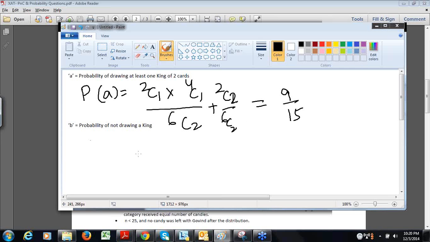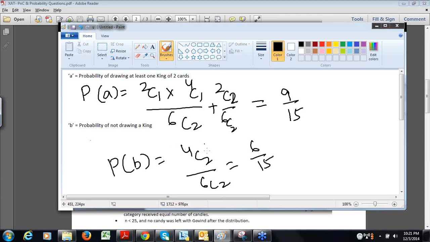Okay. Now B is probability of not drawing a king. So probability of not drawing a king will be what? Both the, which will be 6 by 15. So in this case, probability of not drawing a king means two cards are king, four are rest of them. So we are selecting two cards out of those four which does not have a king. So 4C2 and total we are selecting out of 6. So 6C2. So 6 by 15.